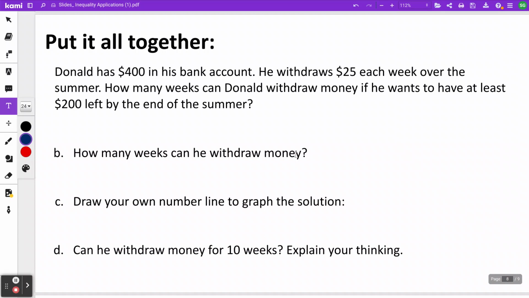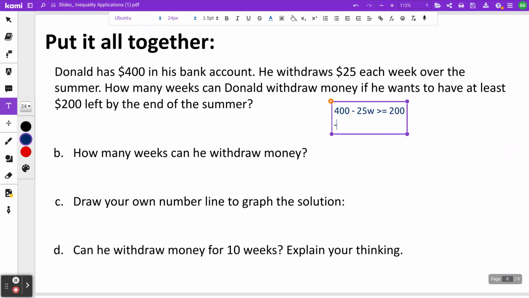Well, the answer B, we just need to solve that inequality from earlier. So again, our inequality was 400 minus 25W is greater than or equal to 200. To solve that, I'm subtracting 400 on both sides. That gives me, hopefully you caught that negative sign there, negative 25W is greater than or equal to negative 200. And then when we divide both sides by negative 25, there was that rule we learned. Do you remember the rule? If you divide by a negative, you have to flip your inequality sign. So you should have W is less than or equal to 8.